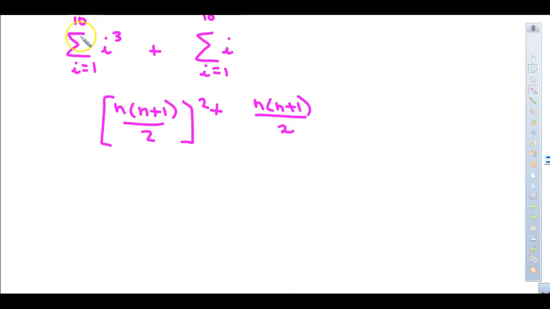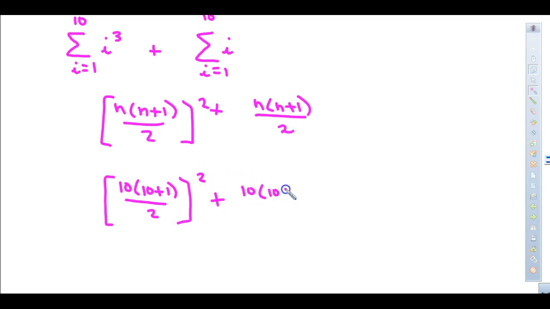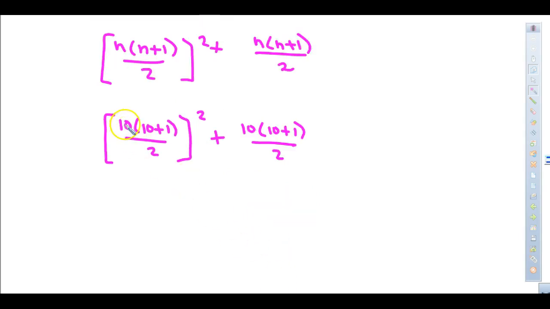N is 10. That's the number you're going to. That's how many numbers are in your series. So 10 times 10 plus 1 all over 2, and we're going to square that, plus 10 times 10 plus 1 all over 2. Well, that's 10 times 11 divided by 2. Or, to make it a little easier, I'm going to cancel that 2 into that 10, make that 5. That becomes 5 times 11, which is 55, squared. And, of course, I just figured out that 10 times 10 plus 1 all over 2 is 55, right?